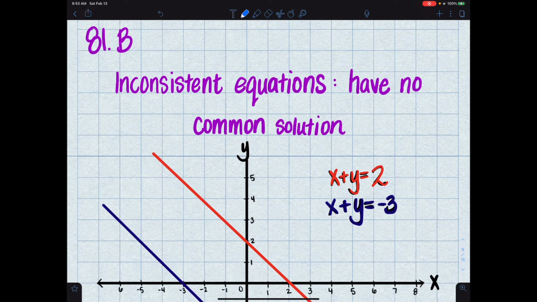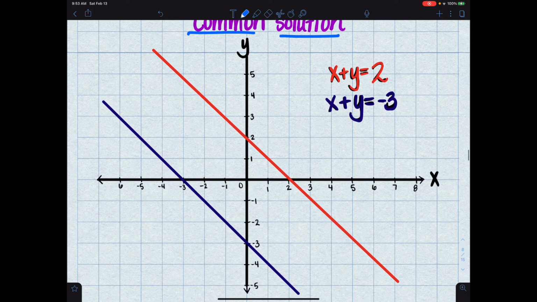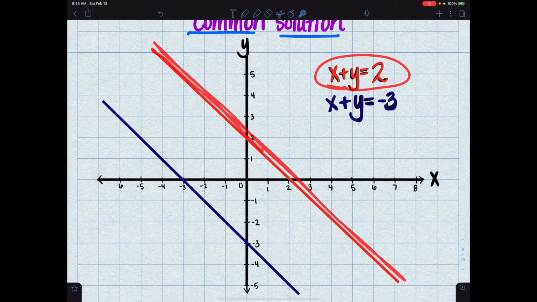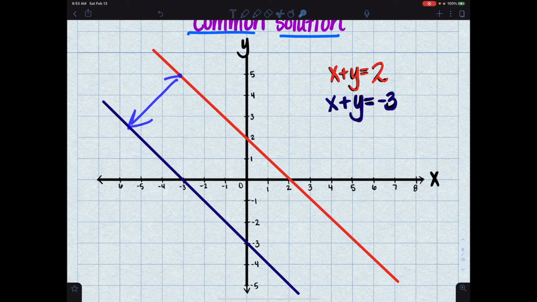All right, so 81.b, if you look on page 332, it goes over these inconsistent equations. Basically, they have no common solution. Like they each have a solution. Here's an example. You have x plus y equals 2 represented by this red line right here. Then you have x plus y equals -3 represented by this blue line. Again, they're parallel. They're always the same distance apart, so they're never going to meet. That means there's no common solution.